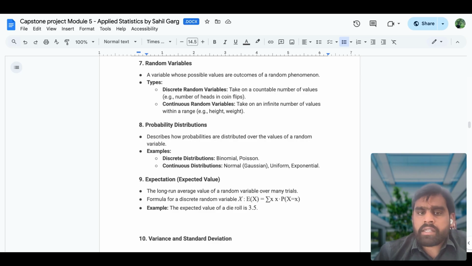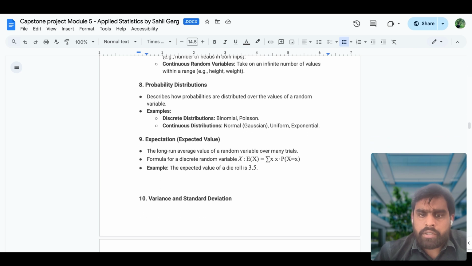In continuous, we can't count the number of values. For example, if we have to find the heights which are less than 180 centimeters, there are an infinite number of people with height less than 180 centimeters. So that is a continuous variable, in which we cannot count the number of values.